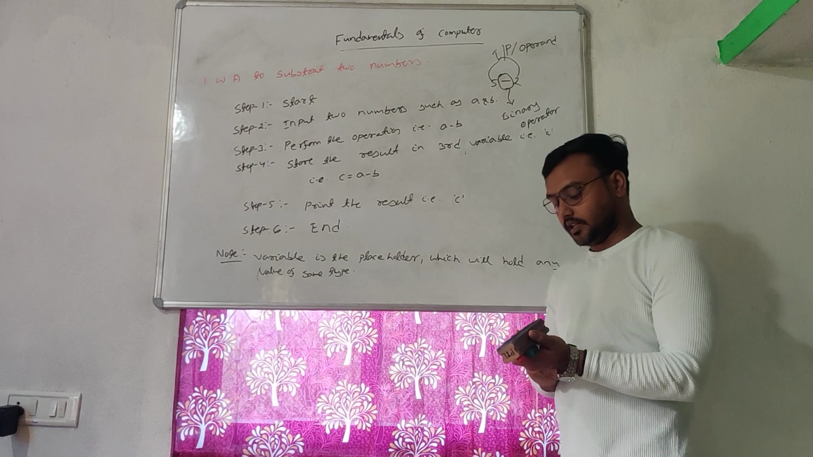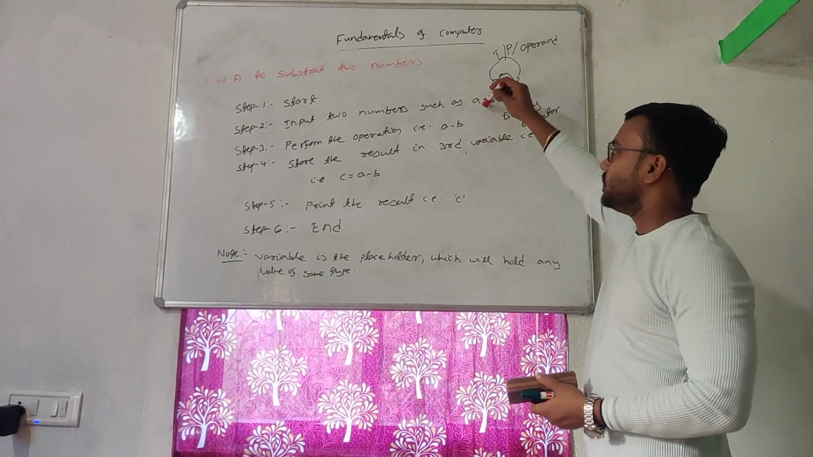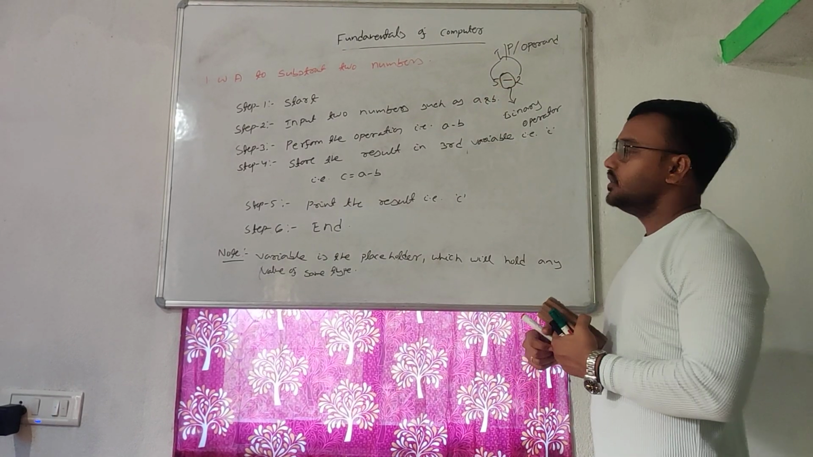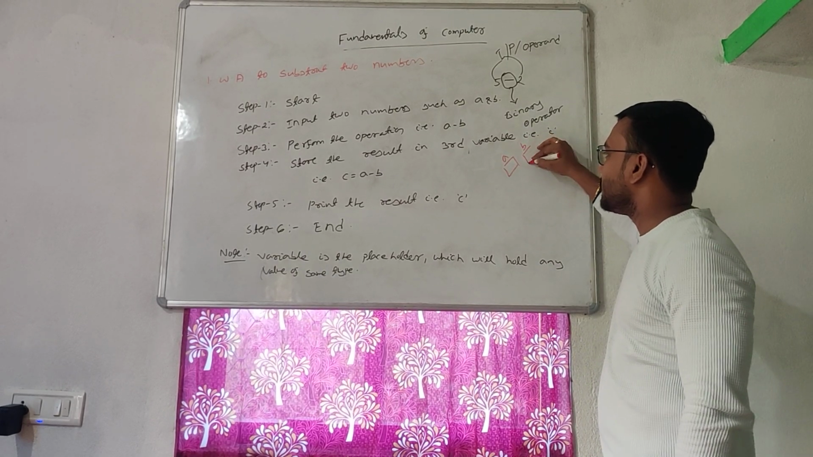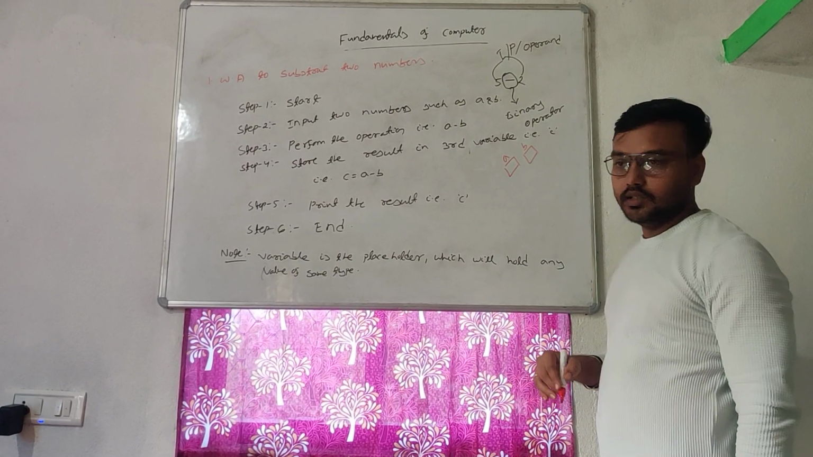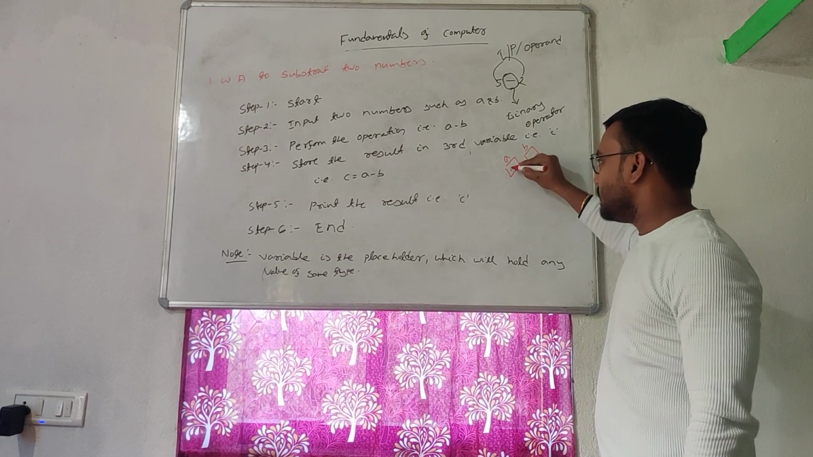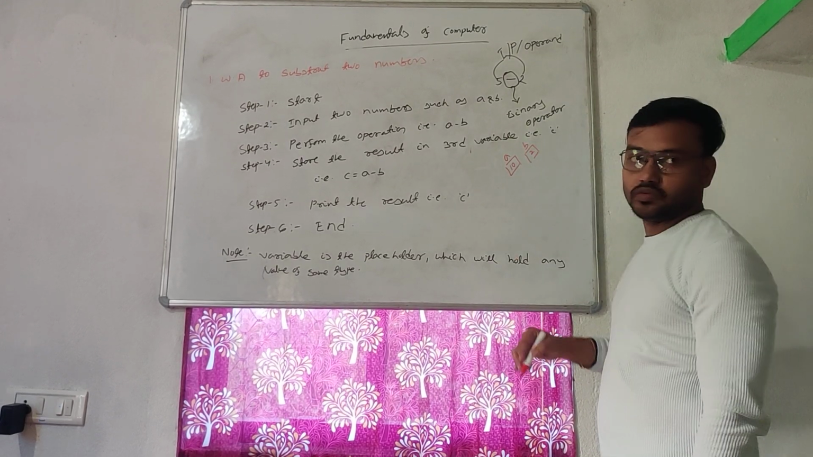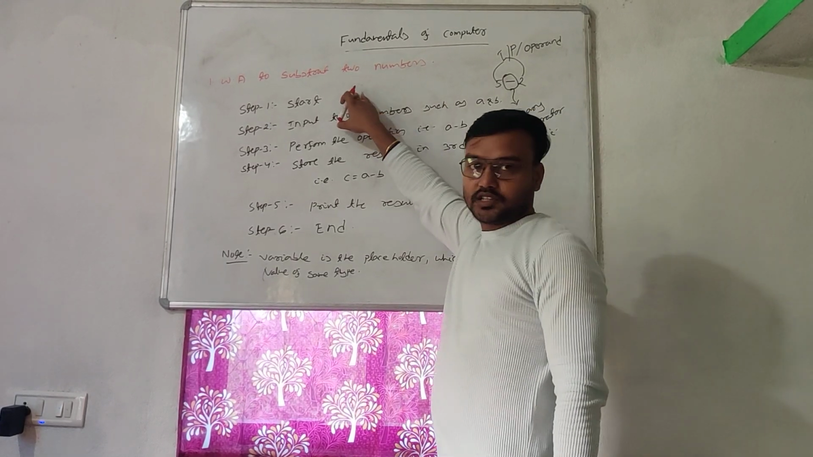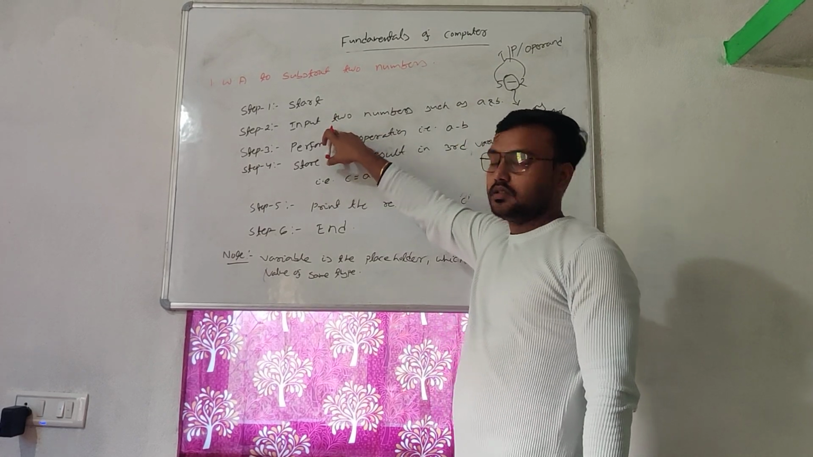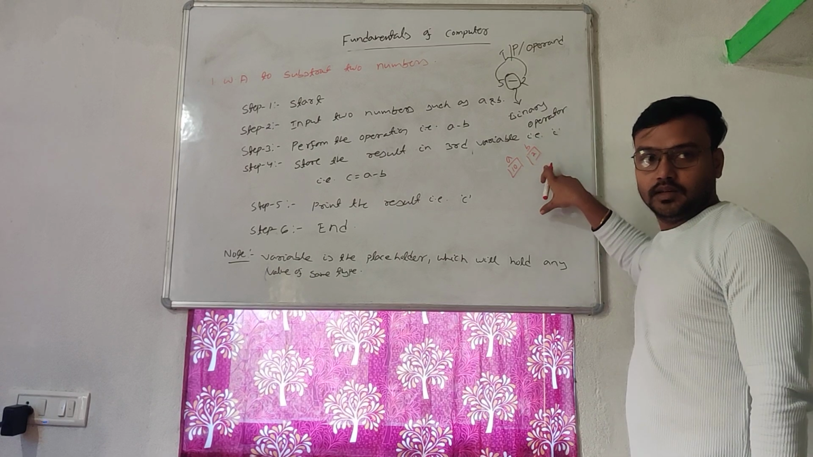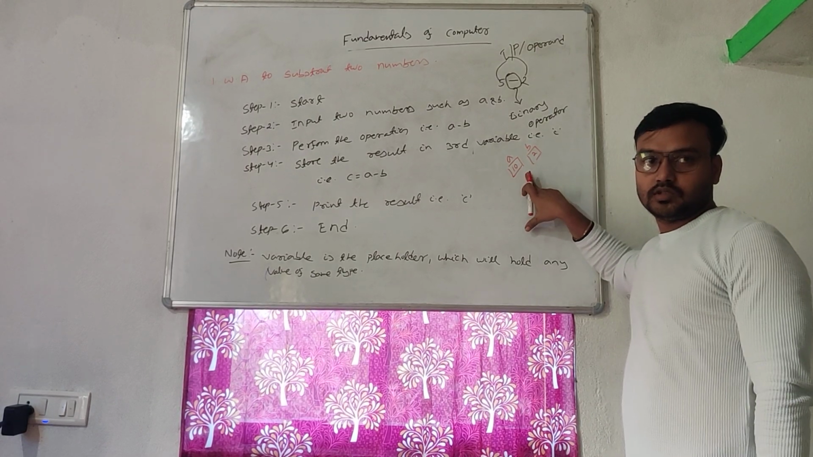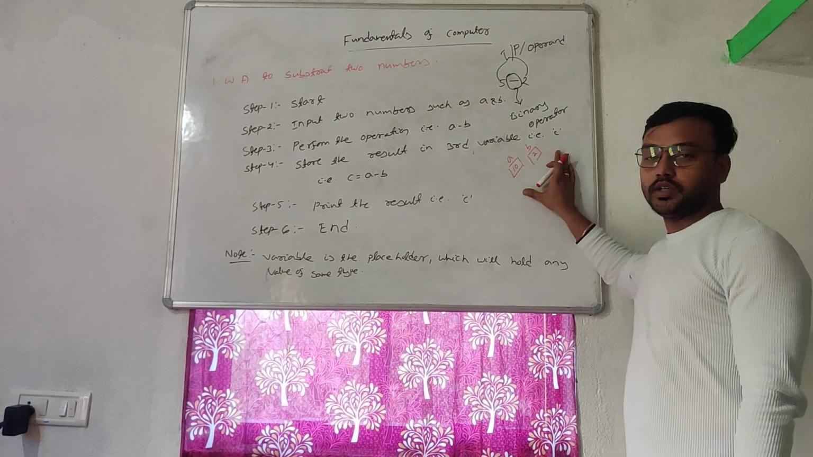If you remember what I did, I just took two variables A and B, a data combination variable really. That's why I kept A as 10, B is 2. Step 1 start. Step 2 input two numbers which will store in A and B. So I have taken two variables A and B where I am going to store some values. The old value will be deleted, and the new value will be stored here.